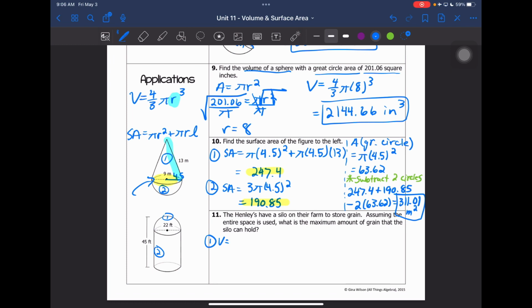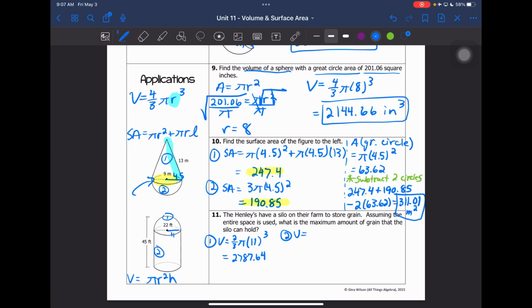First, the volume of the hemisphere is going to be the 2/3 times pi r cubed. So our radius is going to be whatever half of 22 is, that's 11. So pi 11 cubed. And that comes out to 2,787.64. And then the volume of our cylinder, we need to remember what that formula is. We talked about that one a couple lessons ago. That one was simply pi r squared times height.